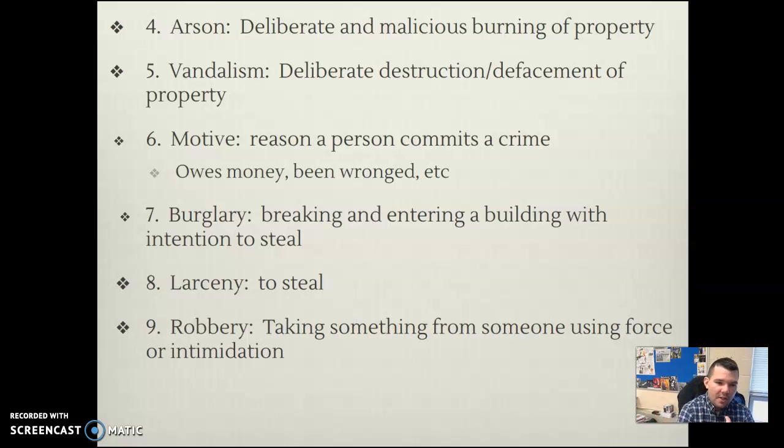Now, robbery. What makes robbery different from burglary? Yes, you're taking something from somebody, but you're using force or intimidation. So maybe you're using a gun, maybe you're using a weapon, maybe you beat somebody up. Maybe you push somebody to the ground. You take something and you push somebody to the ground. But you use some kind of force or intimidation to take something. Whereas in burglary, you're just breaking and entering. You're not confronted with a situation where you're having to fight or intimidate somebody. So that's the difference between burglary and robbery.